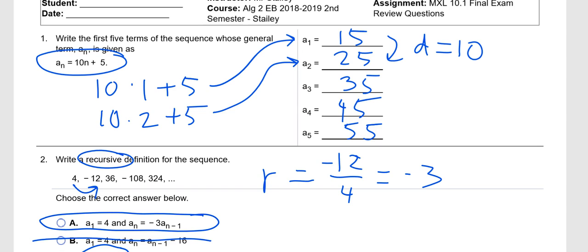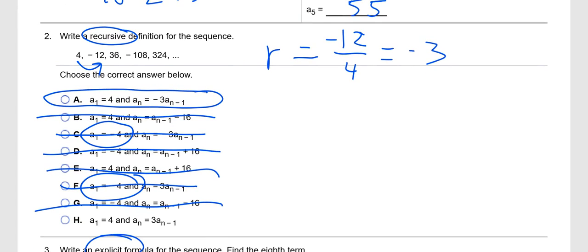Okay, so the first one: if you want to find any of the terms, you plug in a 1, then a 2, then a 3. Once you plug in a 1 and realize what the starting one is, you can see the slope, or the constant difference between the terms, is 10, so you can keep adding 10. Either way, that's what you would do for question 1.